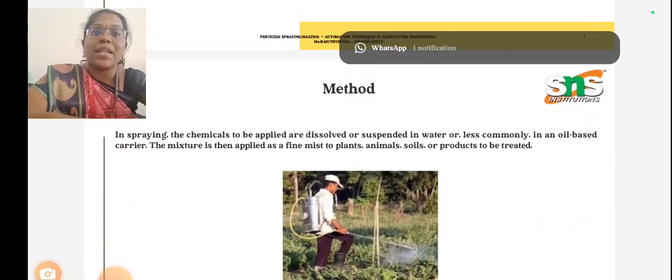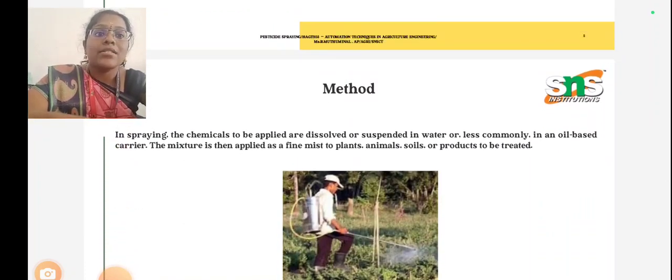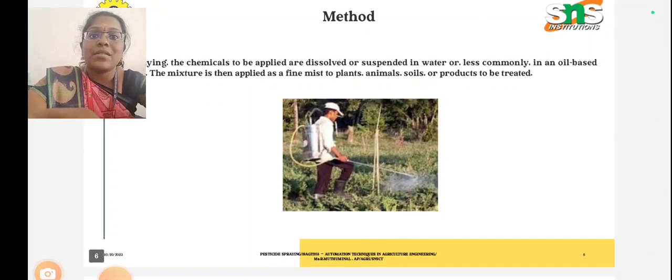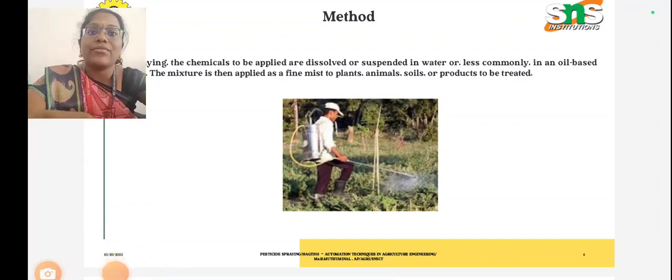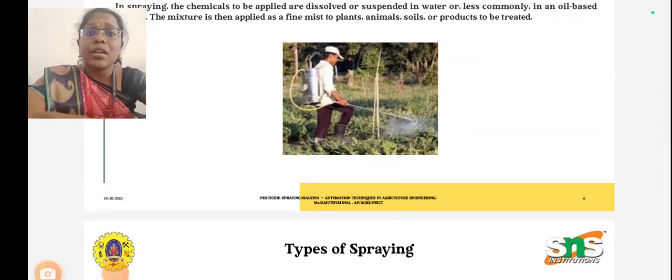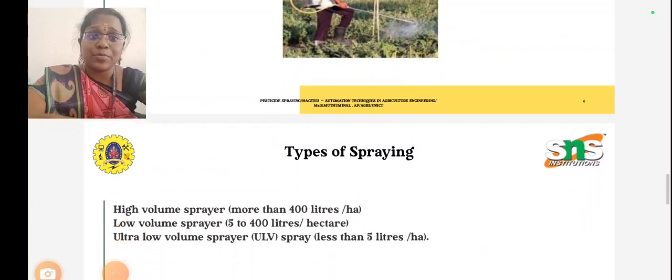In the method of applying these sprays, the insecticides are dissolved in water and less commonly in an oil-based carrier, so that the mixture is then applied as a fine mist to plants, animals, soils, or products which could be treated by us. This is the method involved in applying pesticide in the field so that the crop yield quality could be increased. So these are the things I have prepared for today's class. We'll see the next thing, like types of spraying.